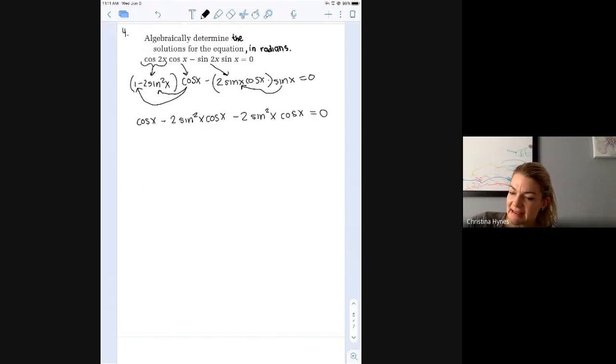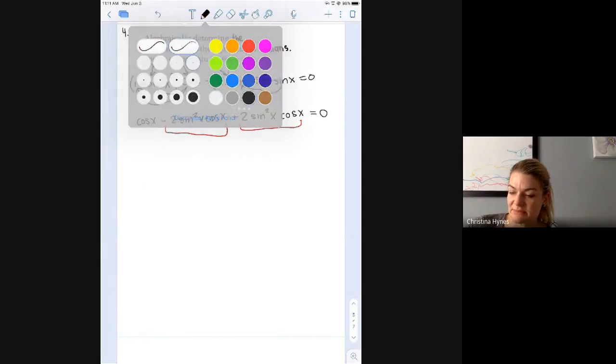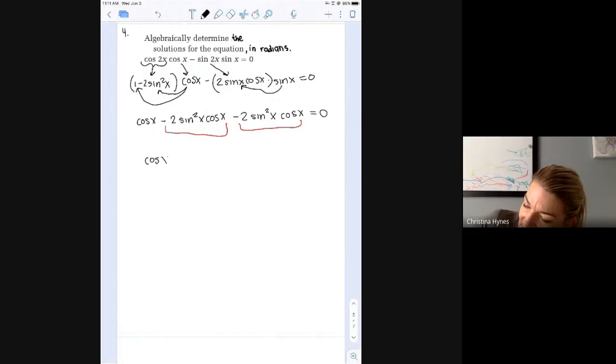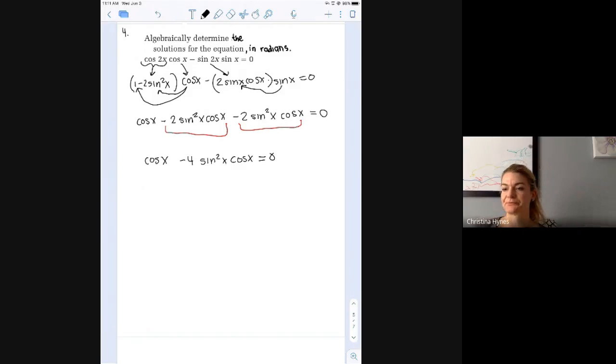Now, if you look at it, these guys are actually the same terms. These are like terms, which means that we can add them together and just join their coefficients together. So we have cos of x, and then we have negative 2, and negative 2 becomes negative 4 of these sine squared x cos x values, and that's equal to 0.